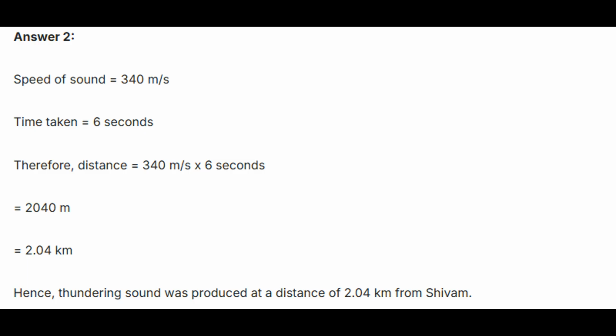Answer 2. Speed of sound is equal to 340 meters per second. Time taken is equal to 6 seconds. Therefore, distance is equal to 340 meters per second into 6 seconds, which is equal to 2040 meter, which is equal to 2.04 kilometer. Hence, thundering sound was produced at a distance of 2.04 kilometer from Shivam.